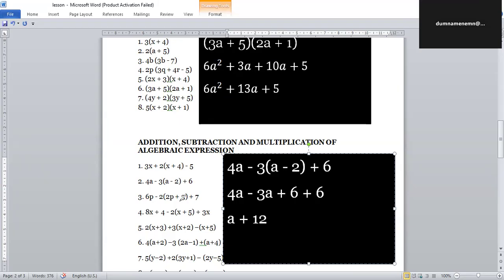So we are skipping question 3. Oh, my pen is not working. Question 3, question 4. Yes, you can actually do that. So let's do question 5.